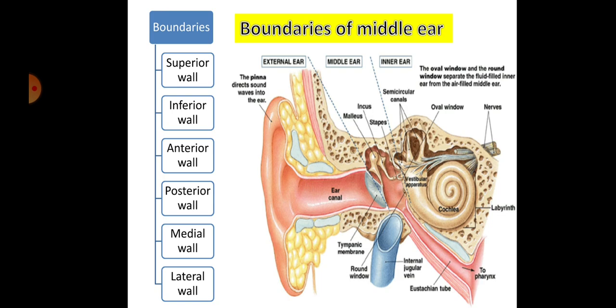Next, it is a cavity, it is box-like, which means we should discuss the boundaries of the middle ear and the contents of the middle ear. First we are going to discuss the boundaries of the middle ear. See the boundaries of the middle ear.